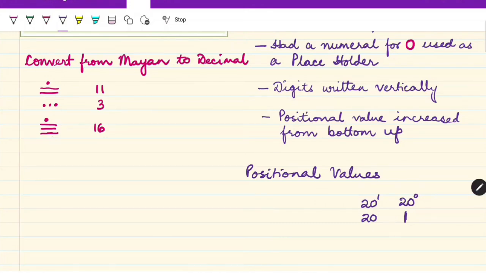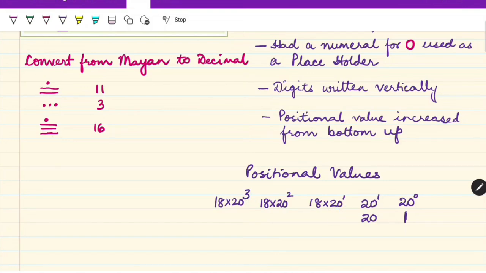However, the digit above it, that means the third digit from the bottom, would have a place value which is 18 times 20 raised to the power 1. So from the third digit from the bottom onwards, they multiply each base value, each 20, by 18. All right. So 18 times 20, and then the next higher value will have a positional value of 18 times 20 squared, followed by 18 times 20 cubed, and so on.